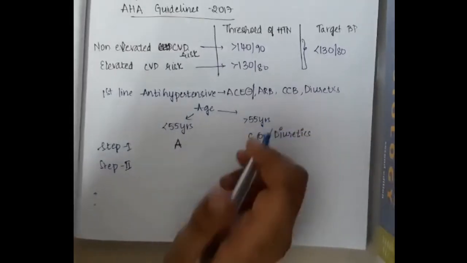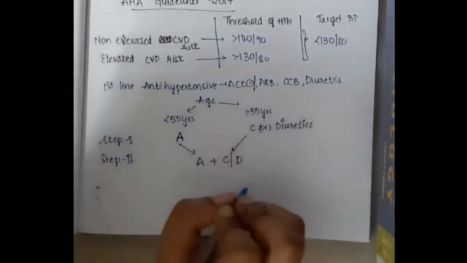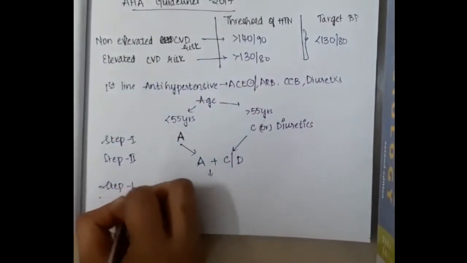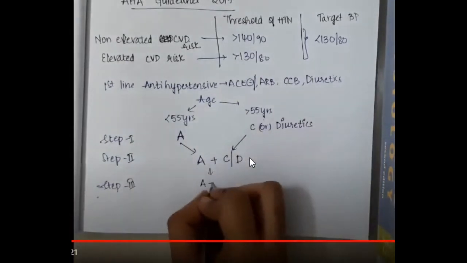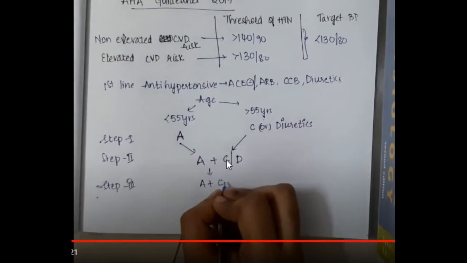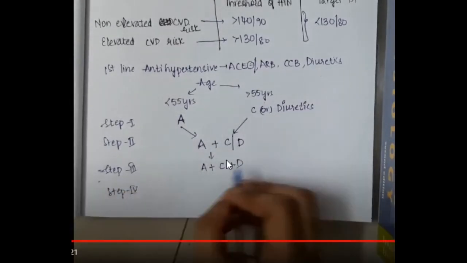Then in step 2, whether the person is less than 55 or more than 55 years of age, you should give angiotensin converting enzyme inhibitors along with either calcium channel blockers or diuretics. You should select one of these two and combine it with the angiotensin converting enzyme inhibitor. And in step 3, if the BP is not controlled even after using these two drugs, then we give a 3-drug combination of angiotensin converting enzyme inhibitors, calcium channel blockers and diuretics.